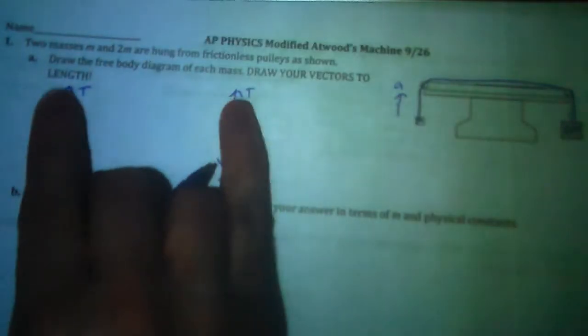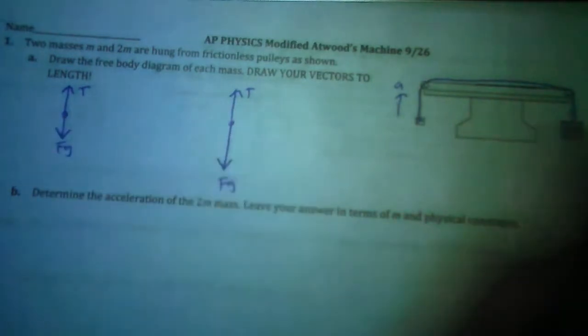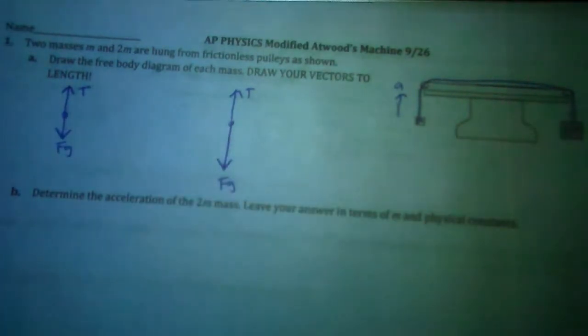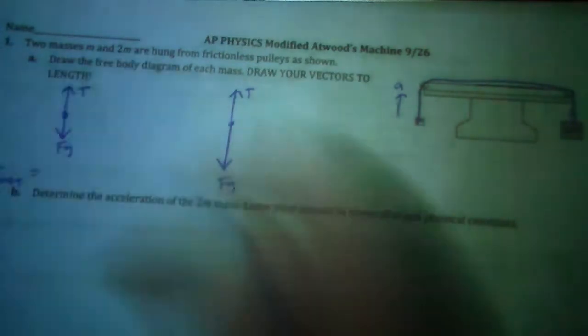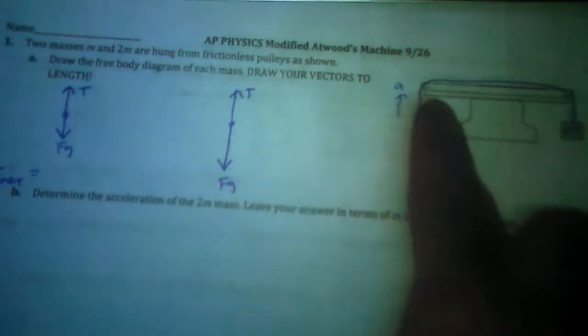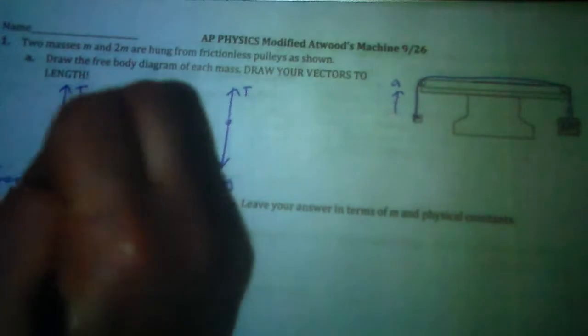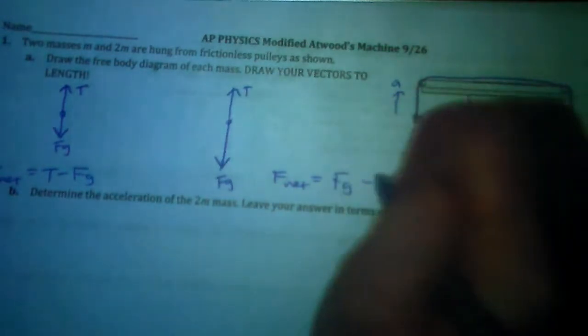And these two are the same tension force, right? Not the same force of gravity because they have different masses. Now we write our Atwood equation. So here, my net force, always do bigger minus smaller. In this case, accelerating up, tension minus force of gravity. The order absolutely matters. And then here, net force greater minus smaller would be Fg minus T.